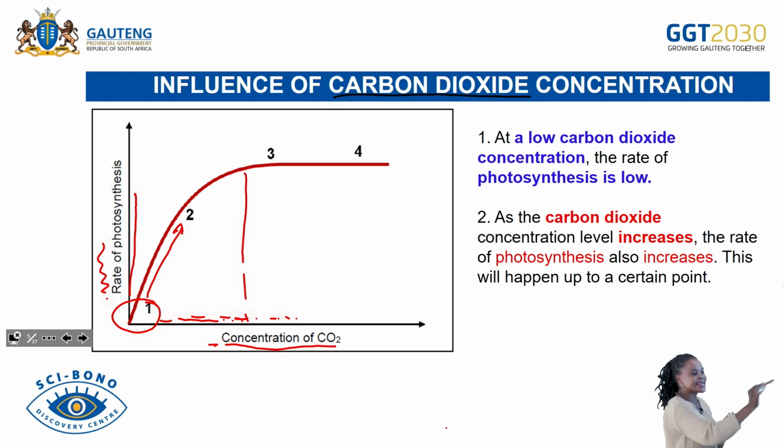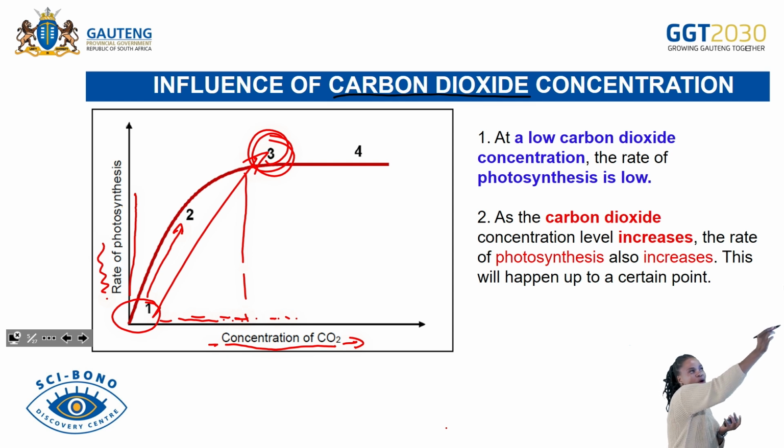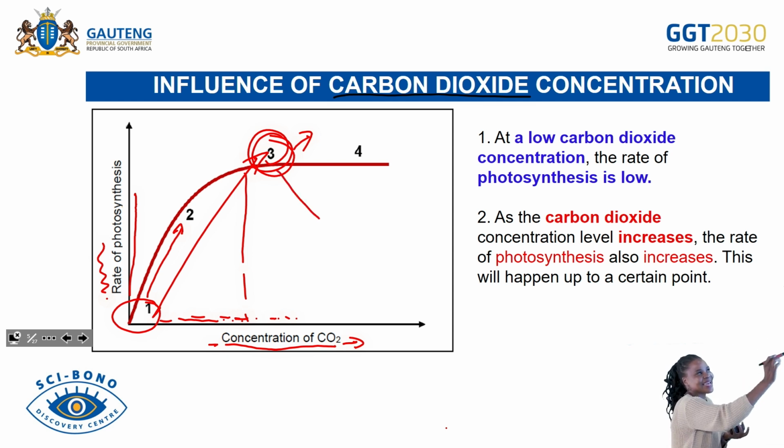So the rate of photosynthesis will increase rapidly up to the optimum amount of carbon dioxide. The optimum amount in this instance will be 3. Now what is going to happen if the concentration of carbon dioxide exceeds the optimum, which might be above 3, 3.3, 3.5, 4, 5? It means that the rate of photosynthesis will no longer increase, but will remain constant.